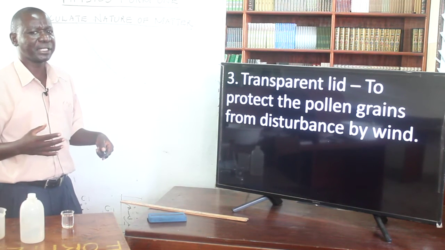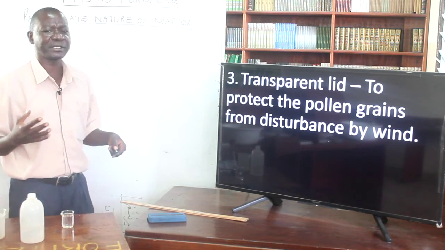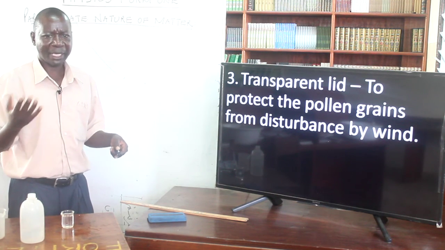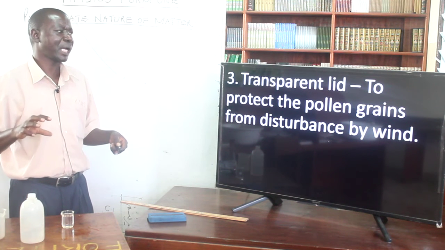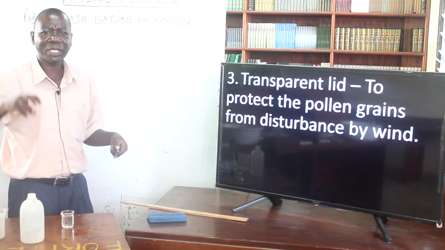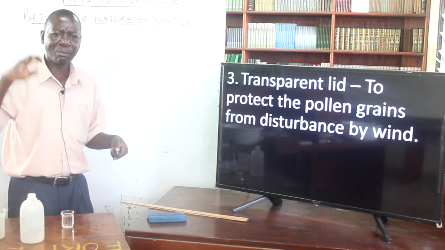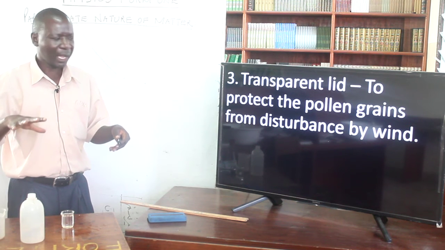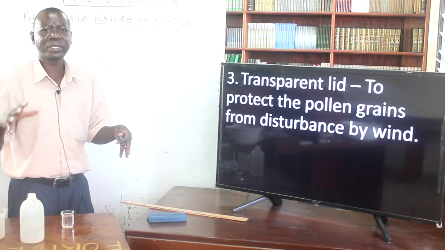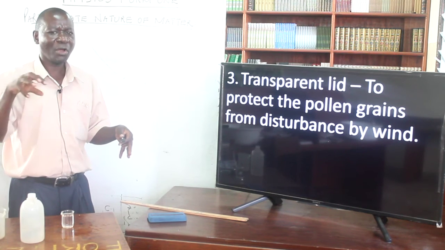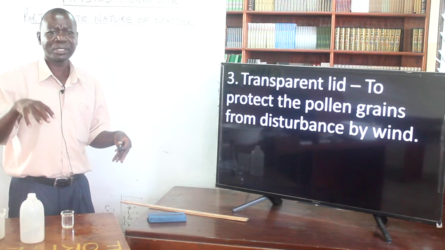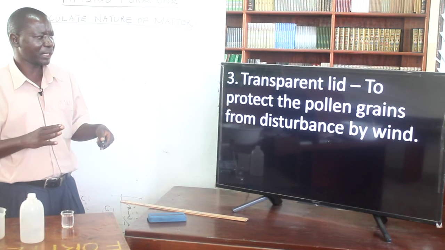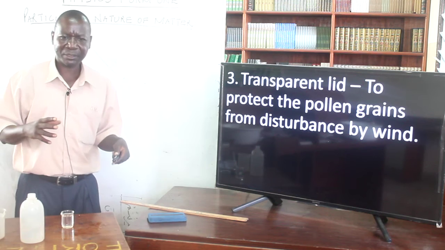The transparent lid is to protect the pollen grains from disturbance by wind that is moving around. If we want to see essentially the motion of the water molecules, we cover the experiment with a transparent lid so that no air will be able to disturb the motion of those pollen grains. So it is just to protect the pollen grains from disturbance by wind.